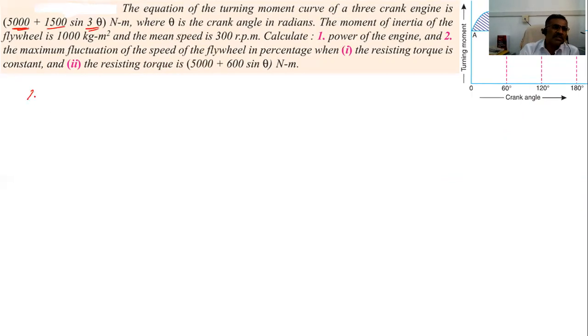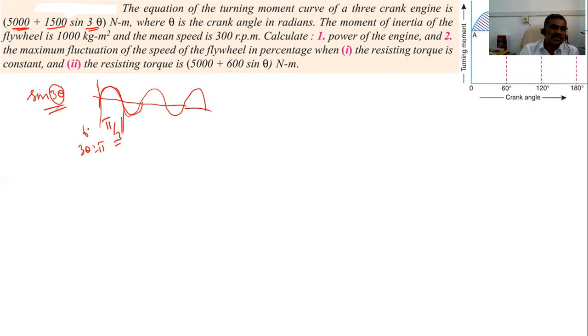How to draw a curve for sine 3 theta? If you draw a curve for sine theta, it will be like this, right? This is 180 degree, that is pi. For pi angle, it will be going up, after that it is going down, up. It will be going like this. But in the place of that, you have 3 theta. So 3 theta is equal to pi, so this angle will be pi by 3. This will be pi by 3 if it is sine 3 theta. If it is sine 3 theta, the pi by 3 means what?